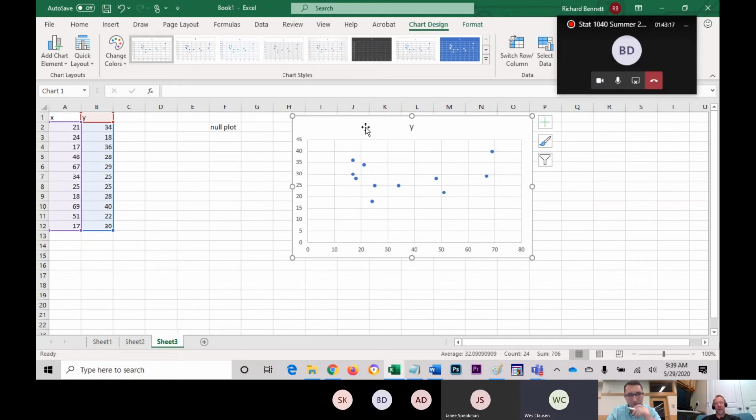Yeah, it looks pretty straight across. I mean, there's no correlation up or down. It actually looks a little bit curvy, don't you think? Yeah, I guess it could be. Yeah, it's a little bit curvy.